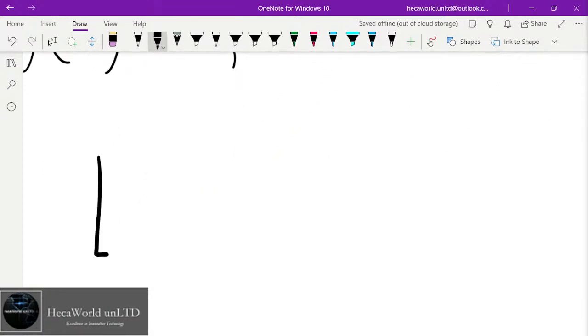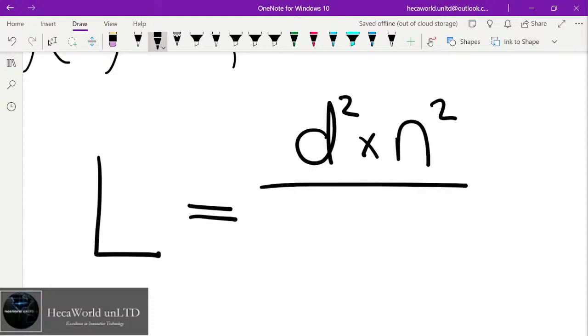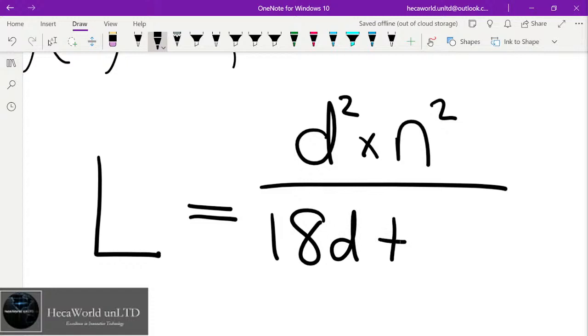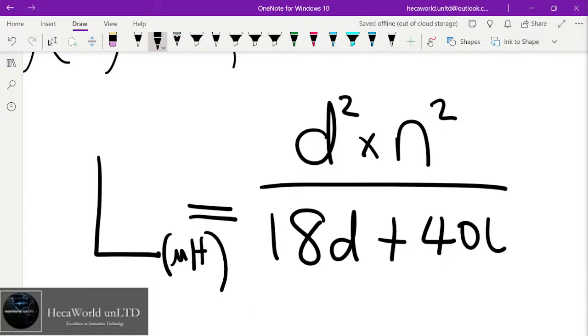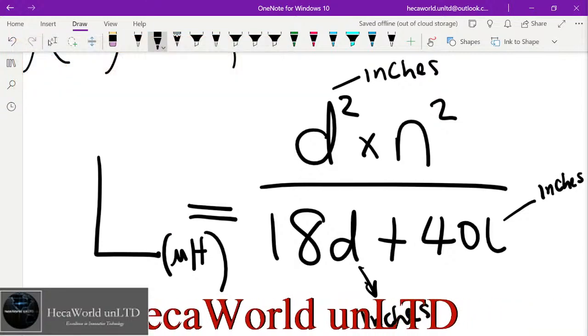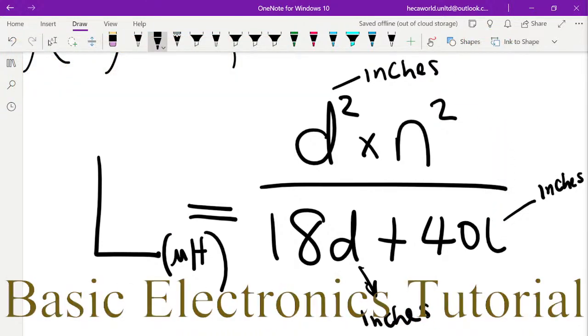If you plug it into this formula, L, which is inductance, is equal to D squared multiplied by N squared divided by 18D plus 40L, and the units here are in micro Henry. The units here are in inches. This is just the number of turns, so no unit. And then the length also is in inches. D, of course, we already said D, but let's just say it again. When you know all this, you're able to calculate the inductance of your circuit.